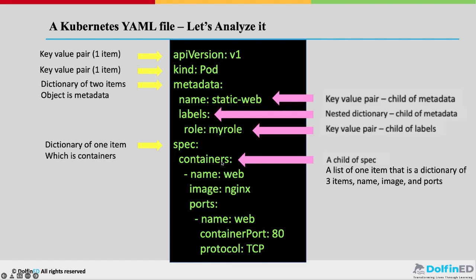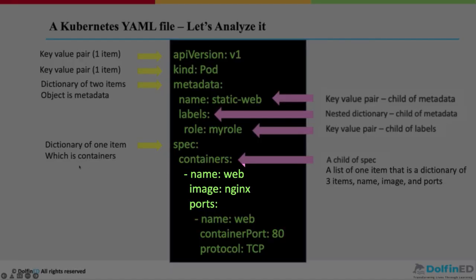However, the container itself is a list of one item. All of this is the item of this list because I have only one hyphen. And it starts with the name web key value and then image nginx. And that's the software or the image basically that is going to create the pod. I don't want to delve into Kubernetes right now.